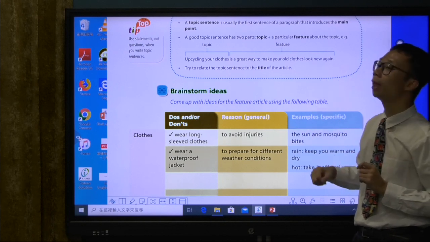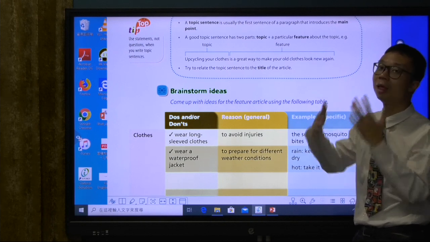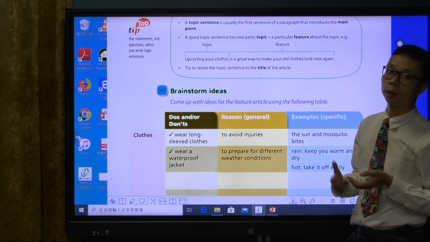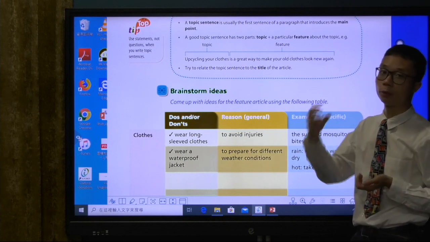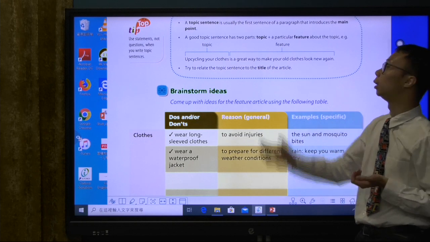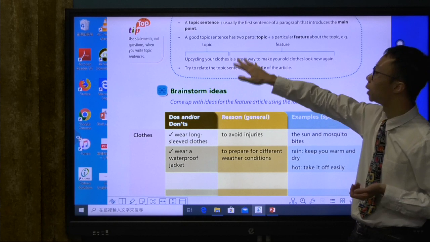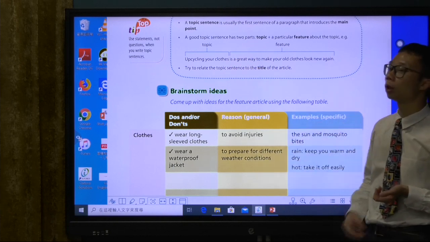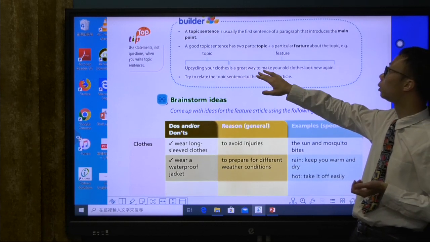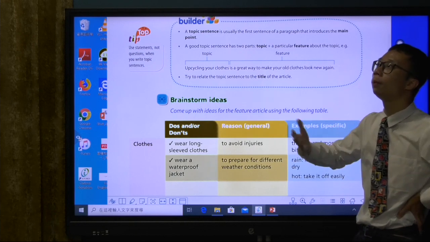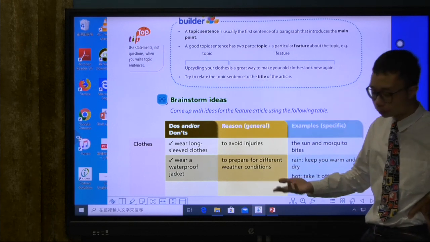Okay. So that one will be the perfect party look. That is a title. And make sure you understand the difference between a title and a heading. That's a title. Your topic sentence always has to be related to the title.